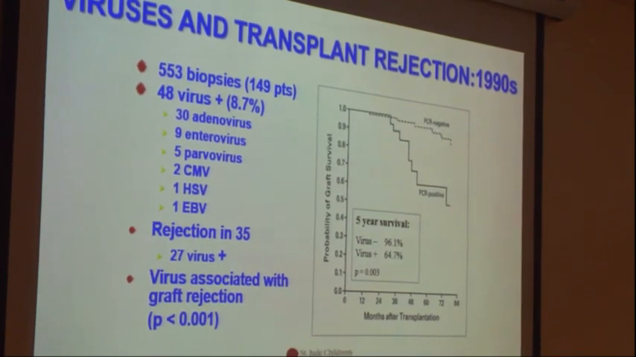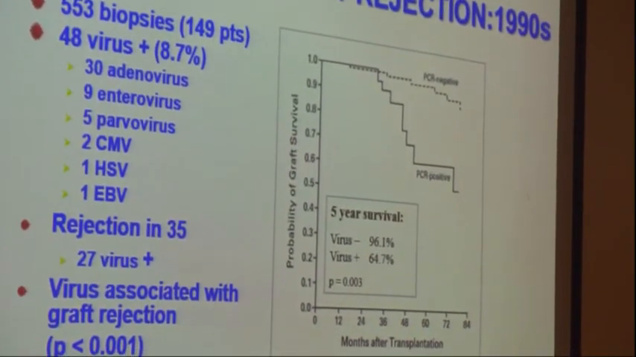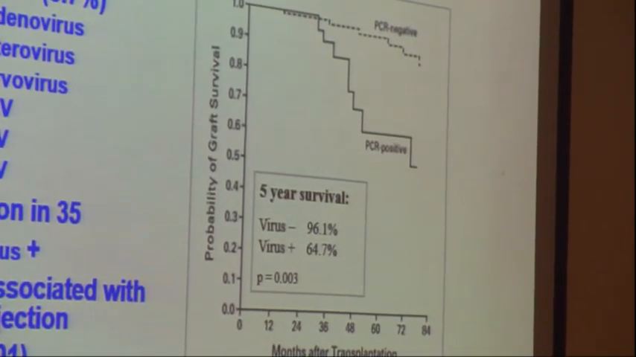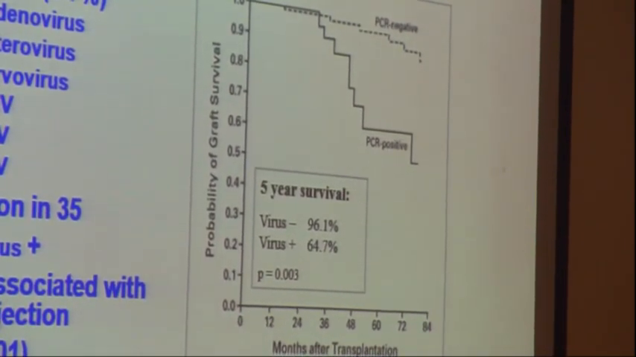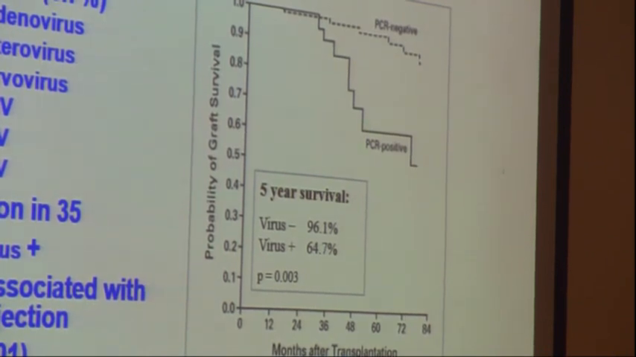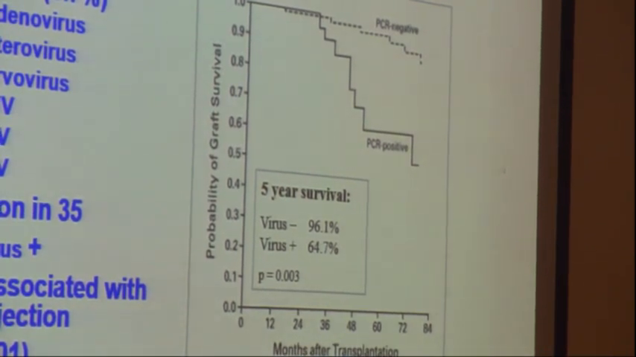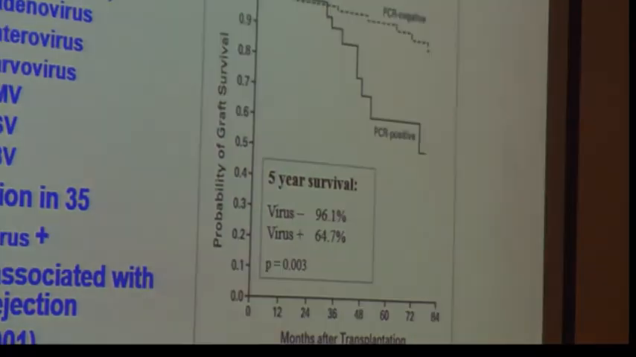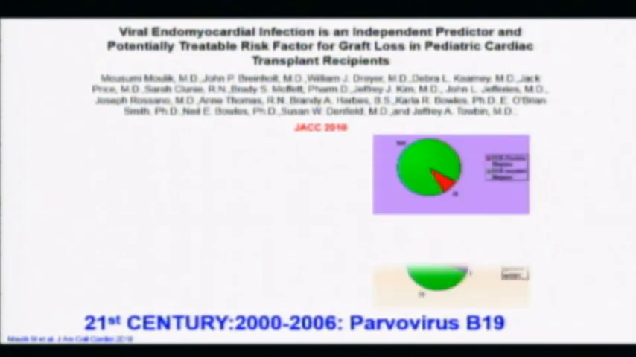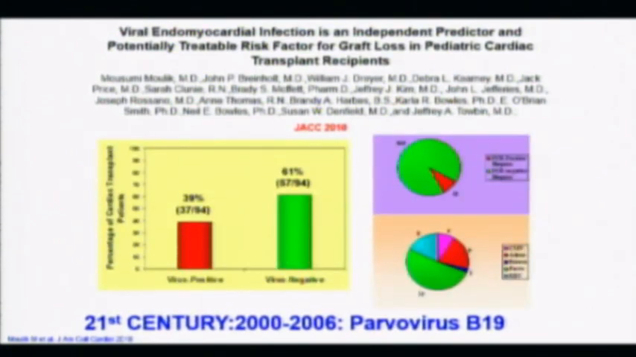Now, I should mention one feature that isn't mentioned here, and that is that 100% of these patients were treated with steroids after the biopsy because they all had rejection, and they ended up not getting better and going on to lose their graft and not surviving. So we then wanted to ask the question of, okay, if steroids don't work, what does?